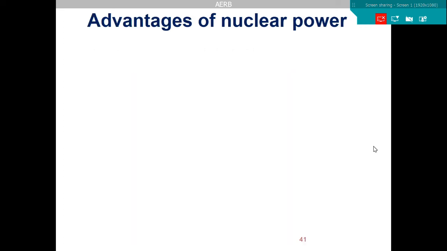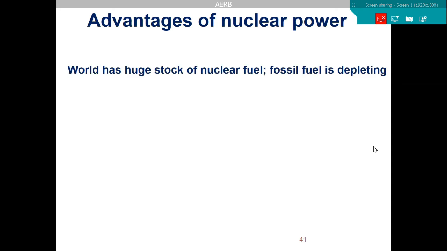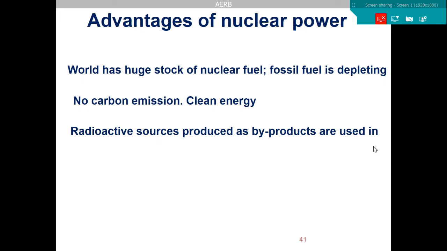Now, what are the advantages of nuclear power? The fossil fuel in this world is depleting. It may not last many decades. We're definitely going to be out of these fossil fuels, whereas the world has a huge stock of nuclear fuel. So we can be assured of power for a long time if we use nuclear fuel. And there is no carbon emission. As Mr. Malhotra said, there is no carbon emission. So you are getting clean energy.